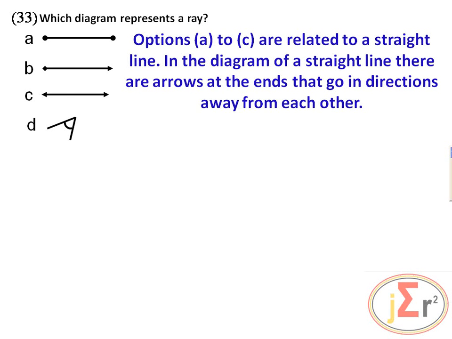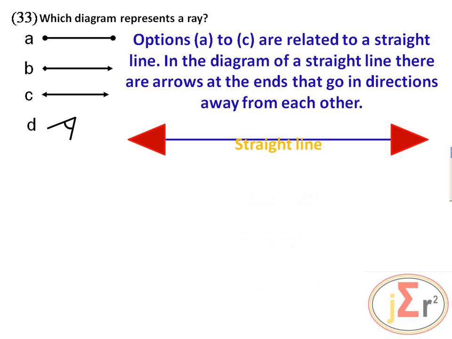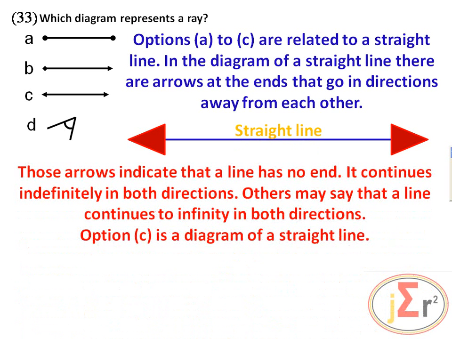In the diagram of a straight line, there are arrows at the ends that go in directions away from each other, like that. Notice that we have that straight segment, and then we have arrows at the end, and the arrows are telling us that the line continues indefinitely. So that's a diagram of a straight line. Those arrows indicate that a line has no end. It continues indefinitely in both directions.